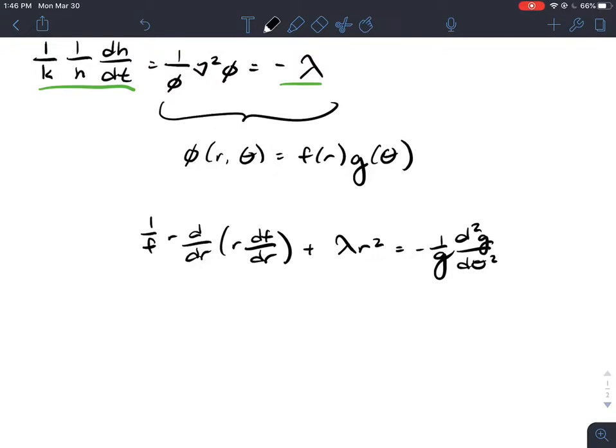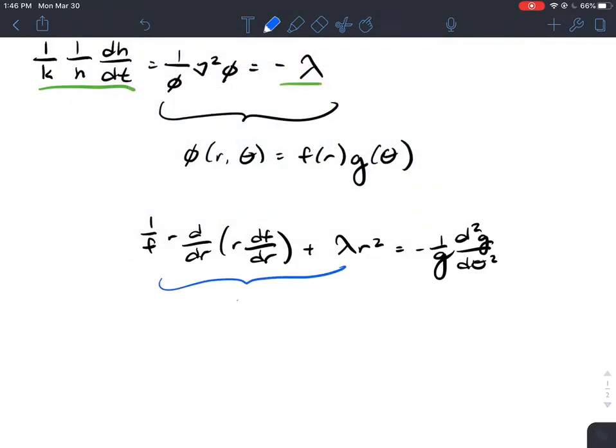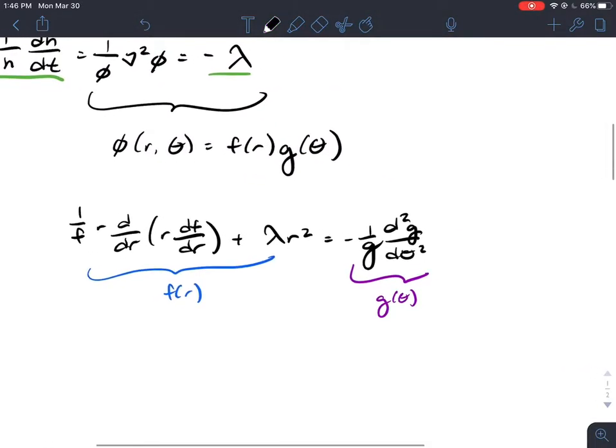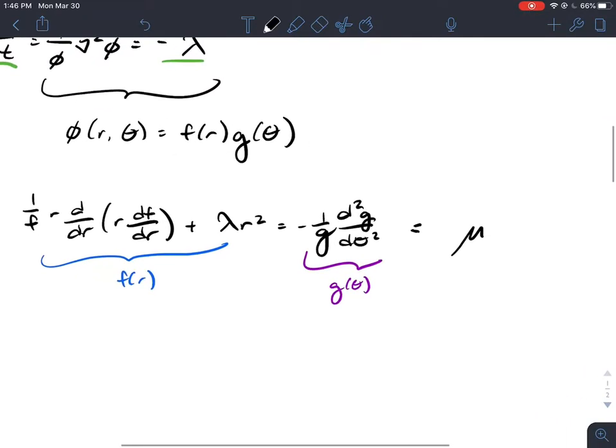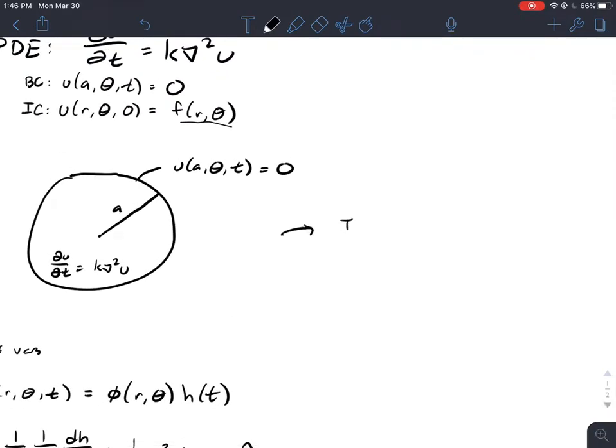So now we have to choose another separation constant, because we've put all the f of r's on one side, and then all the g of thetas on the other. So we're going to have another separation constant. And we're going to choose our separation constant mu to be a positive number. And the reason for this is, although we're not explicitly given them, we have implicit periodicity boundary conditions.